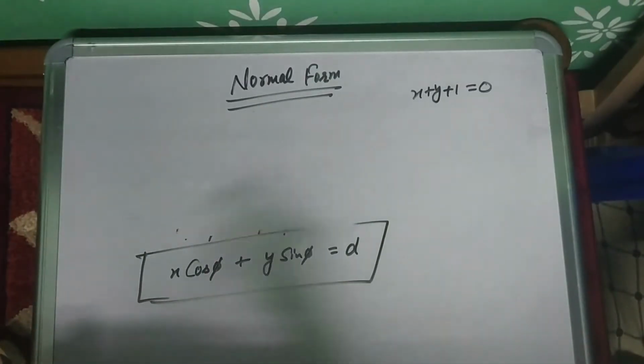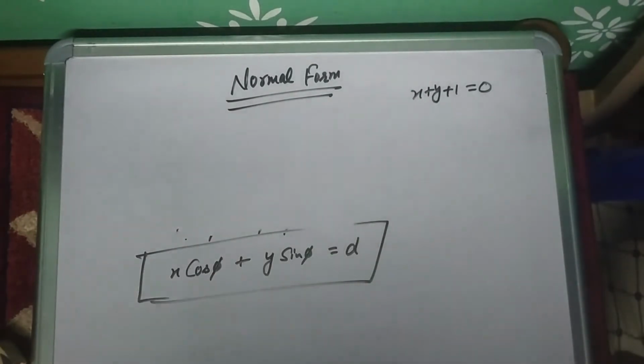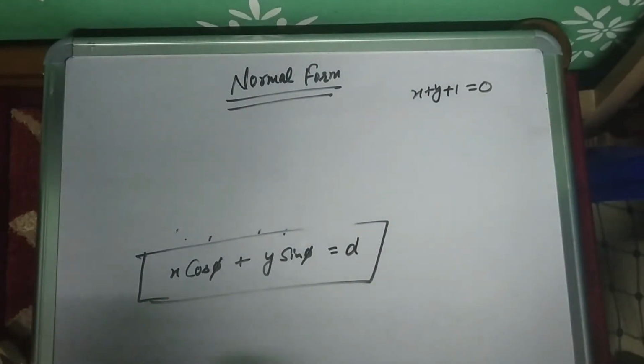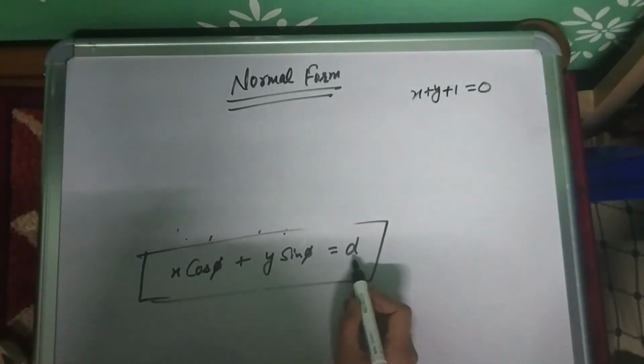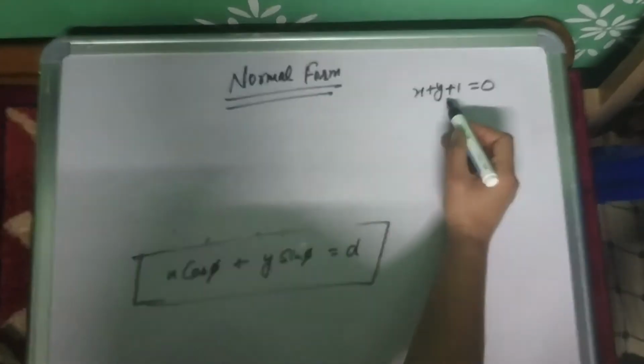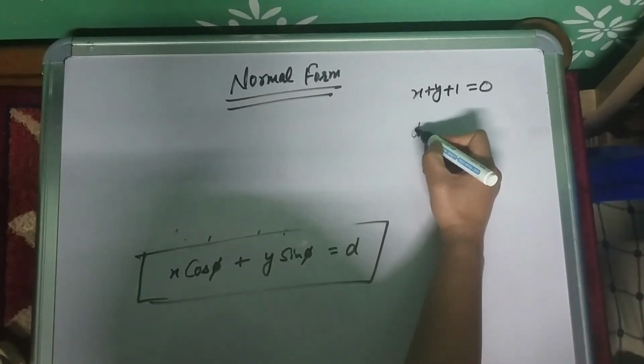So the thing is, we have to convert this into normal form. Okay, so what is normal form? Basically, your normal form is this: x cos phi + y sin phi = d. Means here you have the distance of a line from the origin. So what is the distance of this line from the origin? Let's calculate d first.